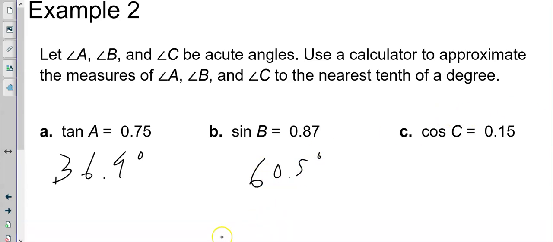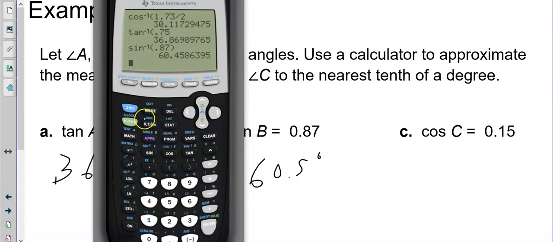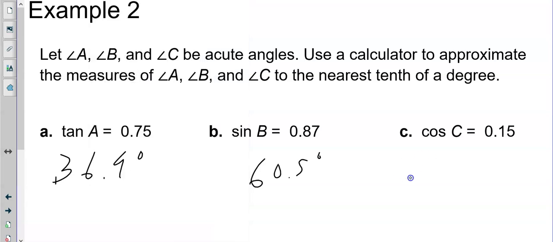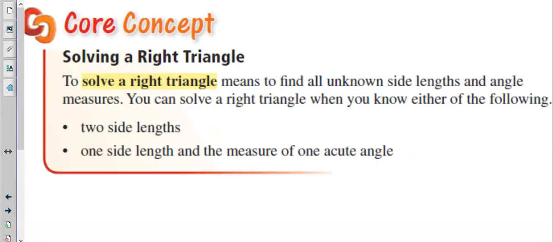And last but not least, cosine. We're going to do second cosine, the inverse cosine of 0.15. Seven makes the 3 round up, so that's 81.4. Right? Simple calculator work.